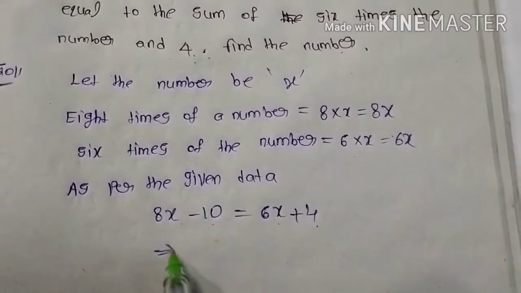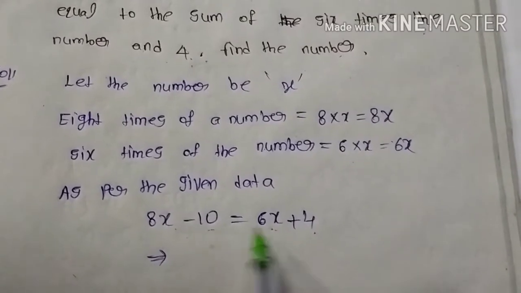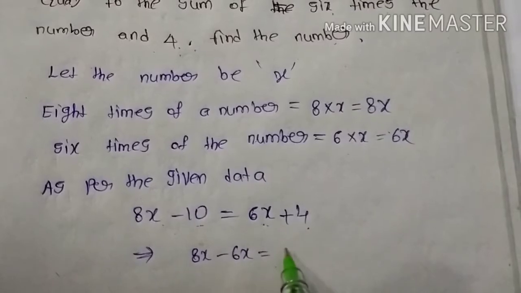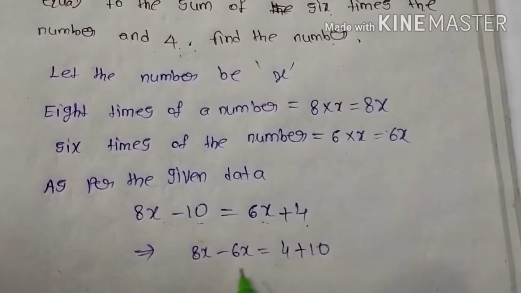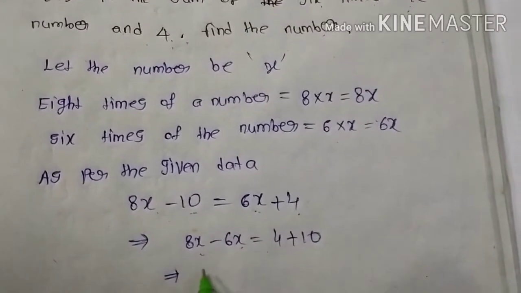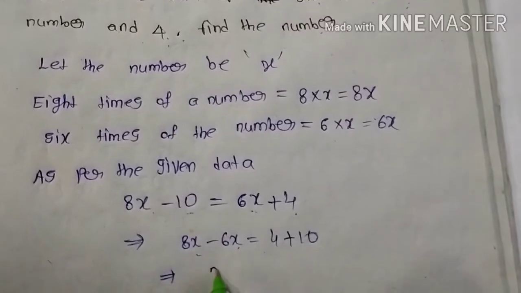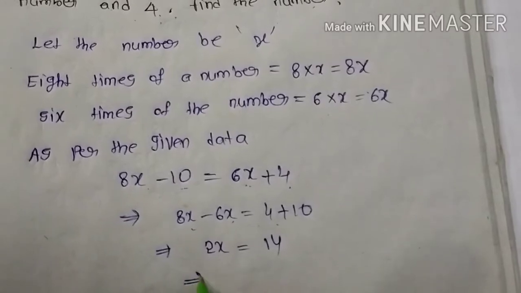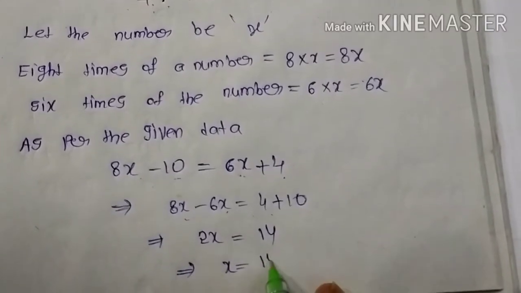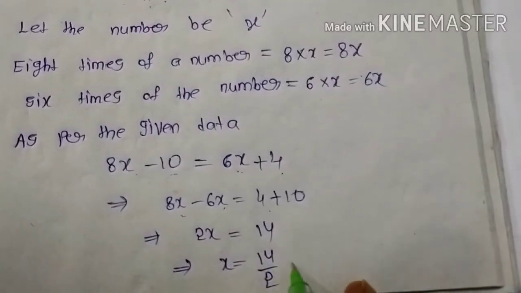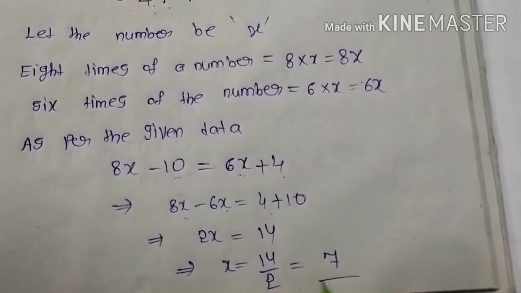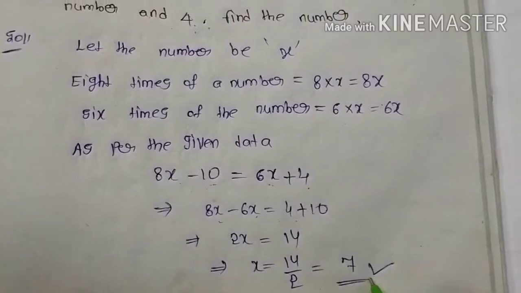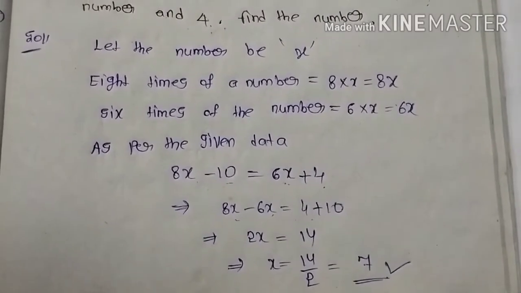Just you can see here, you can transpose 6x to the LHS and minus 10 to the RHS. That means you will get here how much? 8x minus 6x is equal to 4 plus 10. Yes or no? Next, 8x minus 6x is how much? 8 minus 6, here 2x, is equal to 4 plus 10, which is how much? 14. That means you are getting x is equal to 14 by 2. That means you are getting how much here? 7. Yes or no? That means the required number is 7. 7 is your answer.